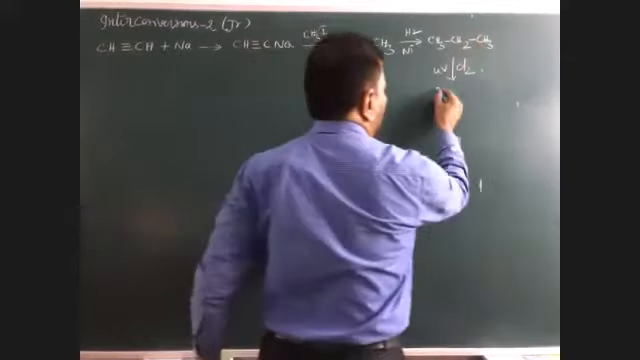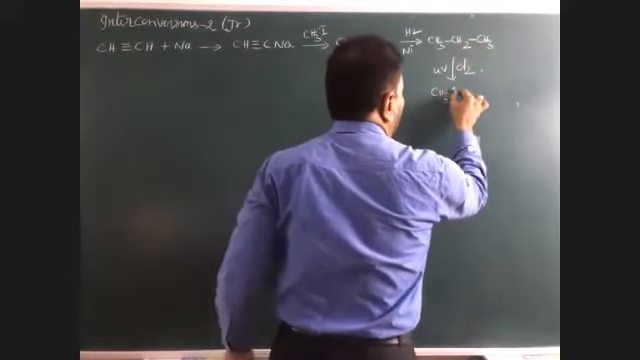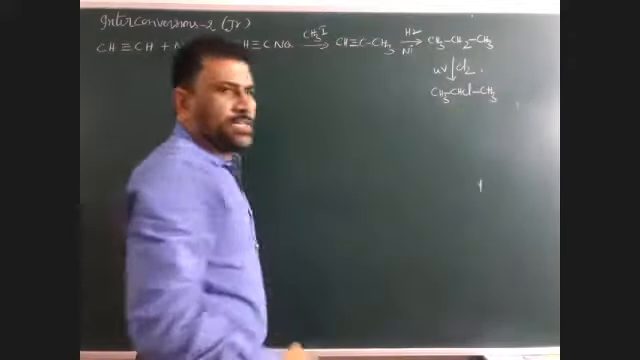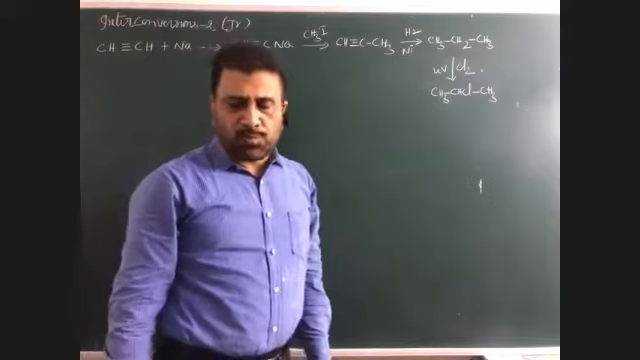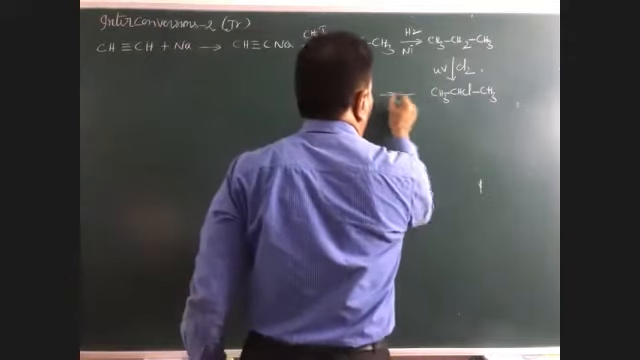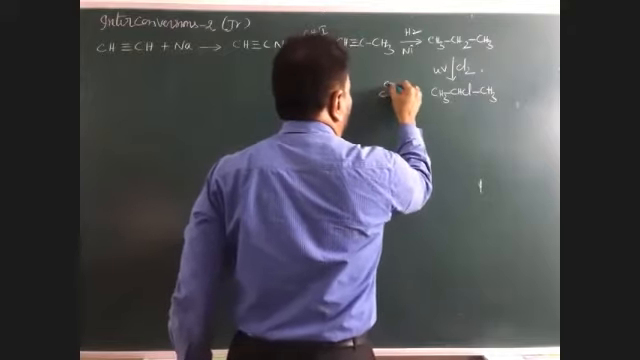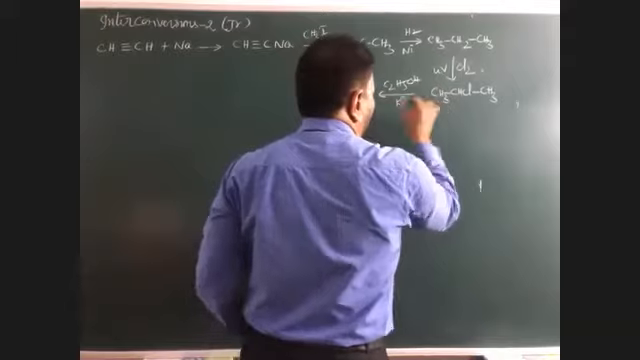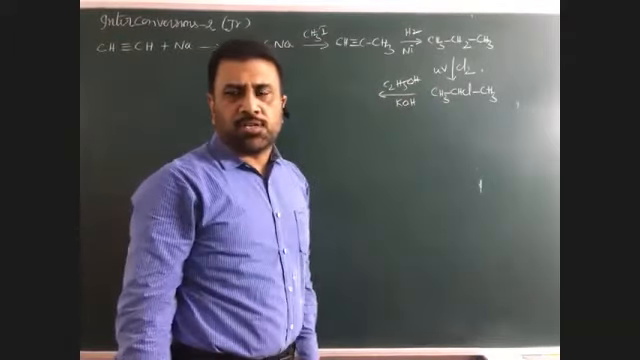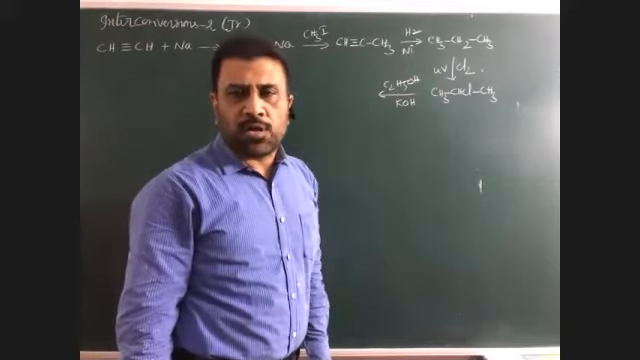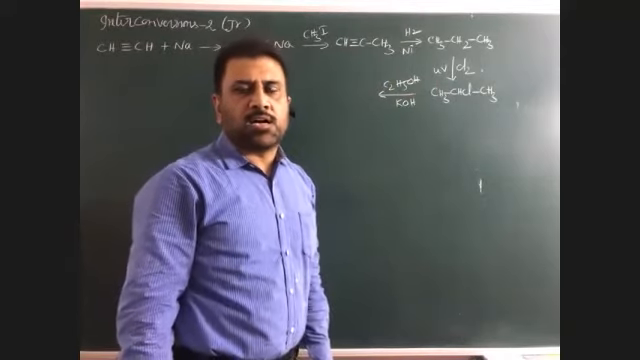So here it produces CH3, CHCl, CH3. That is isopropyl chloride or 2-chloropropane. Now this isopropyl chloride reacts with ethyl alcohol and KOH. The function of this ethyl alcohol and KOH is dehydrohalogenation. It is called alcoholic KOH.